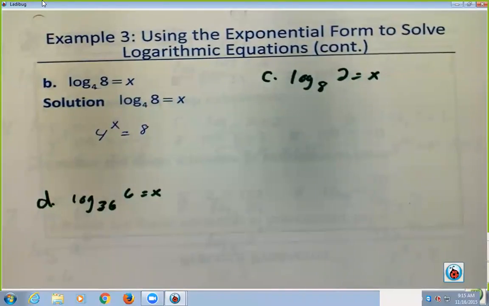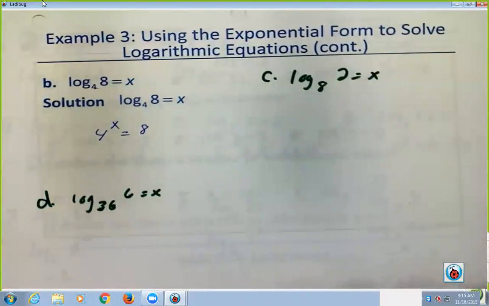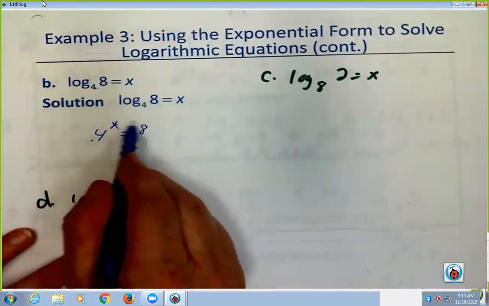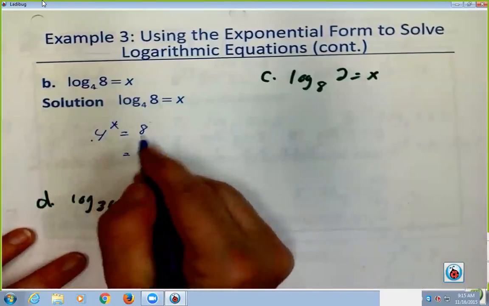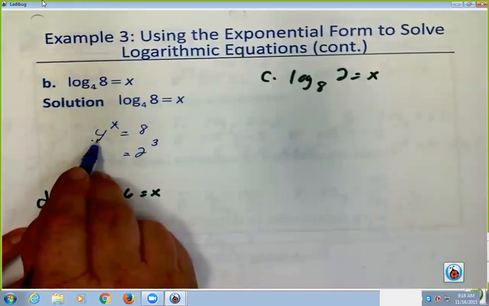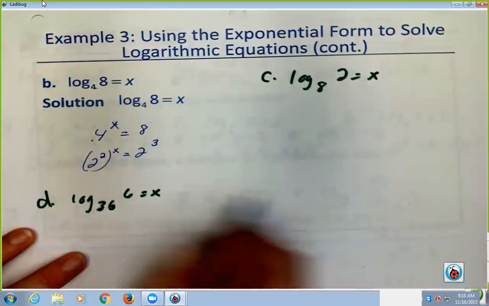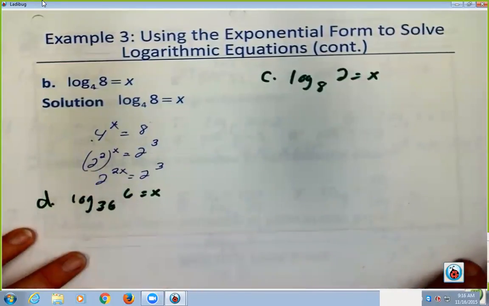Now looking at that one, you're going to say nothing matches, I can't work stuff out. But if I can get my exponents to match up here, I can solve it. 8 is 2 to the 3rd power, 2 times 2 times 2. We good there? 4 is 2 to the 2nd power raised to the x, or 2 to the 2x is equal to 2 to the 3rd power. We good or not good?